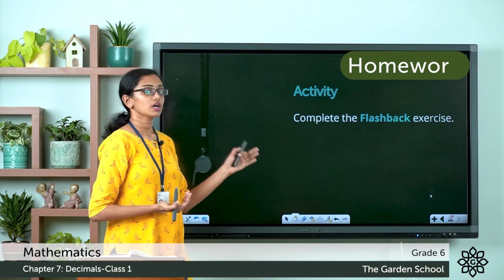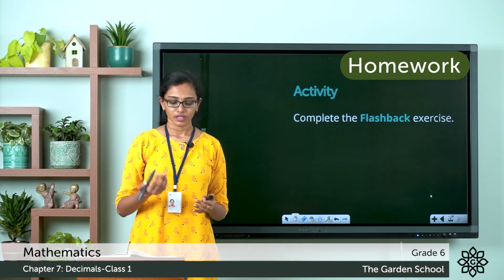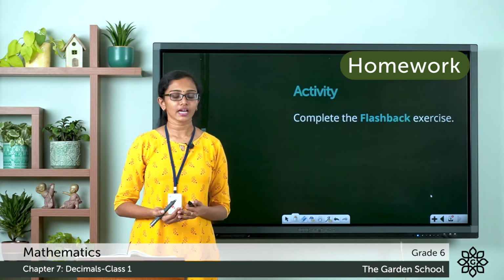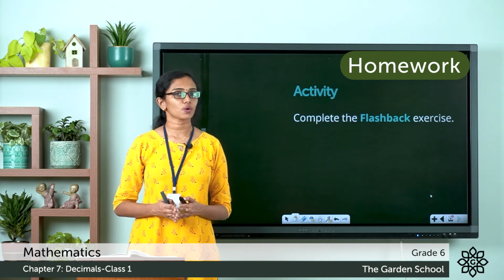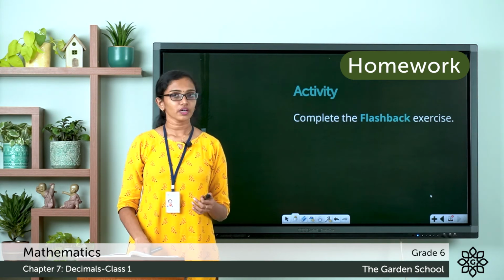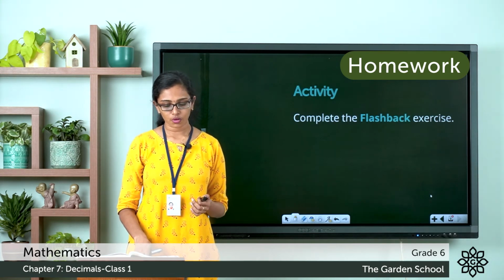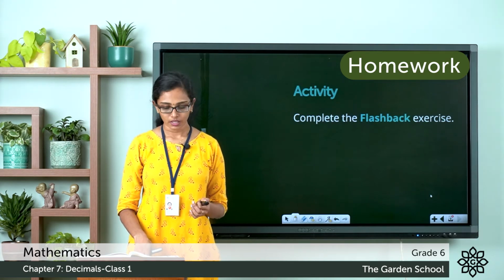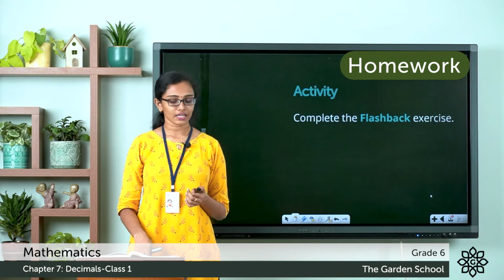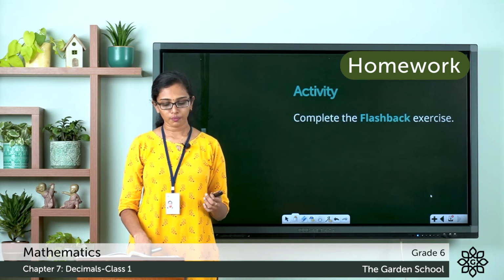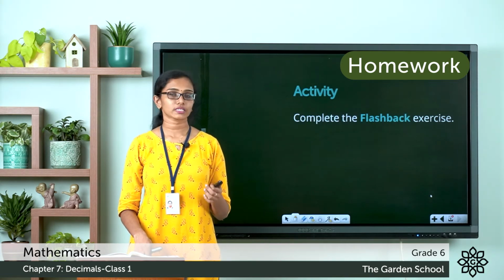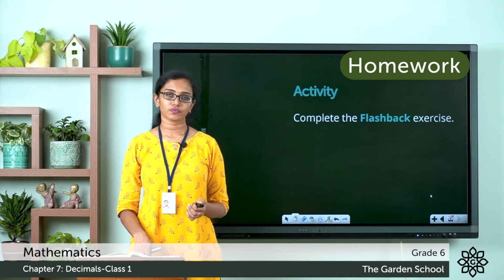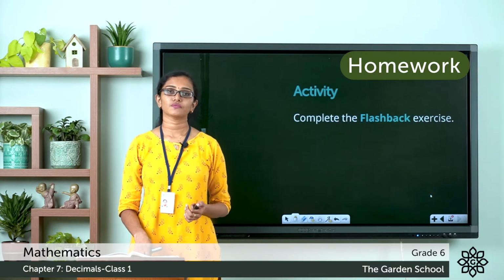Now you have to do an exercise today. You have to complete the flashback exercise given on page number 96 of your textbook. Now the first question is, each of the 4 compound walls of a park has designs made up of squares. 4 painters started coloring them. Find out what part of the wall each painter was able to finish at the end of the day. Write the answers in fractions.